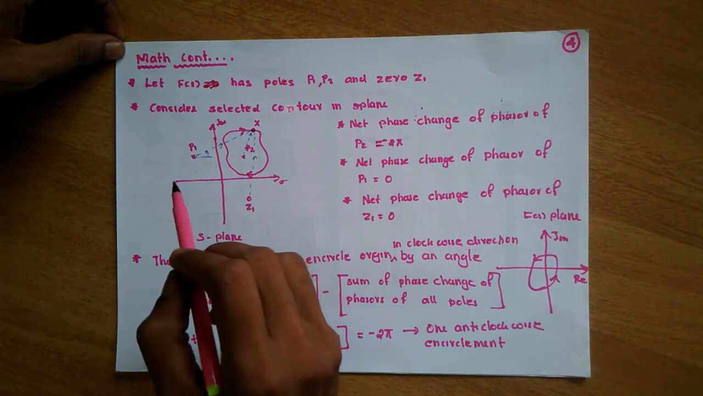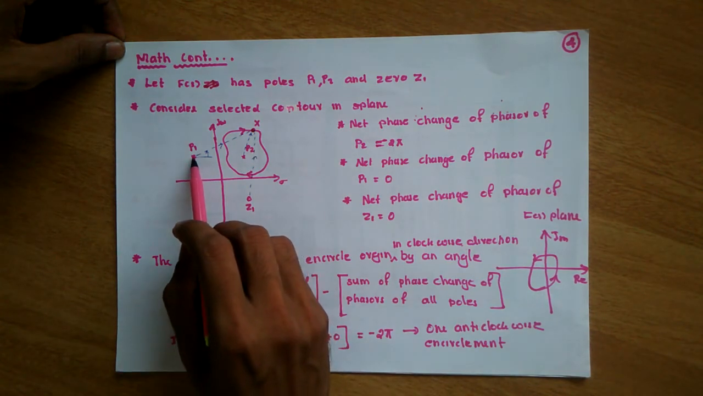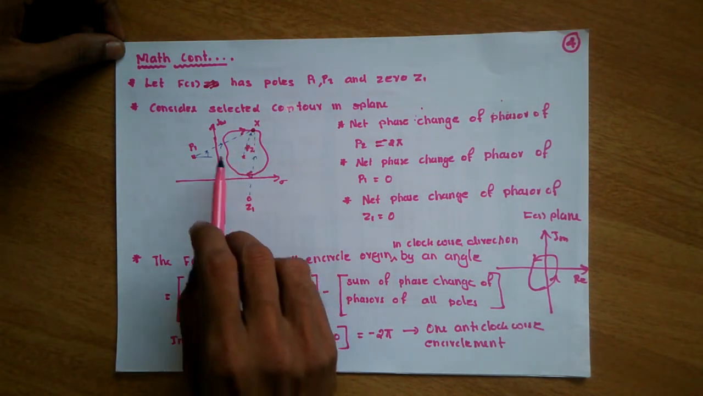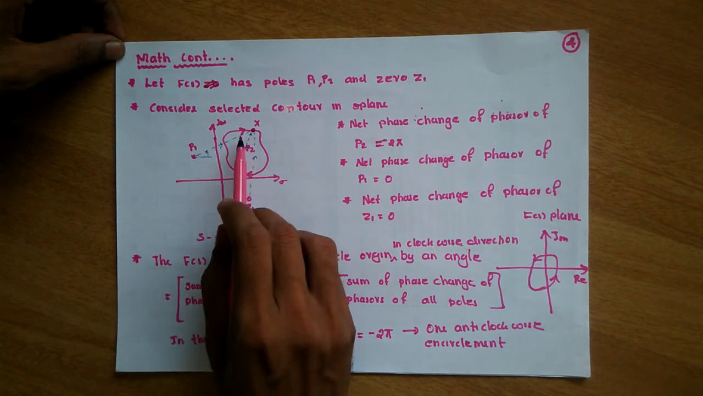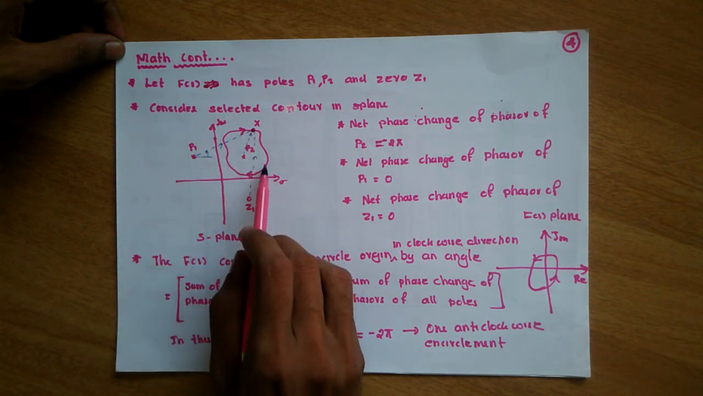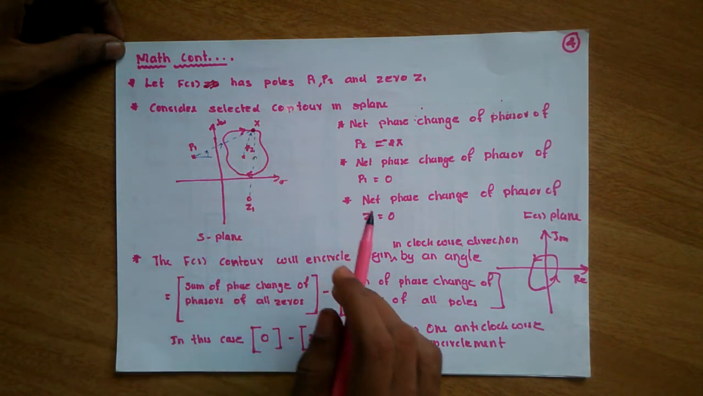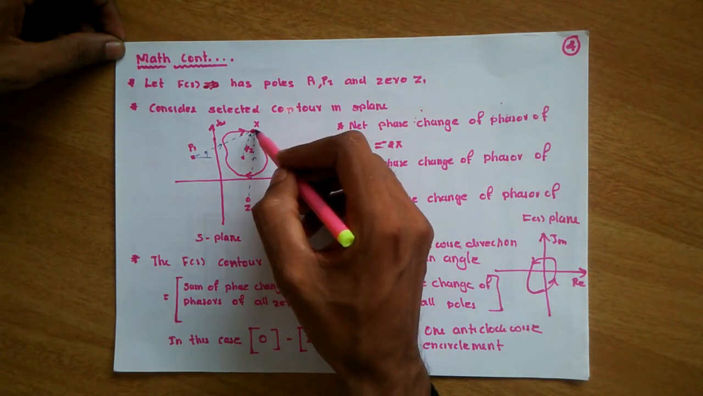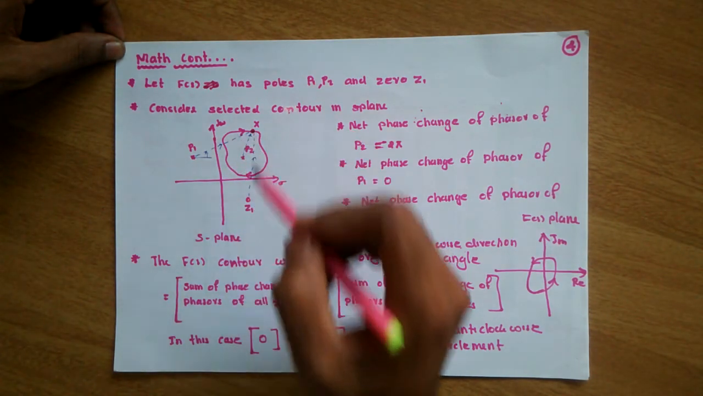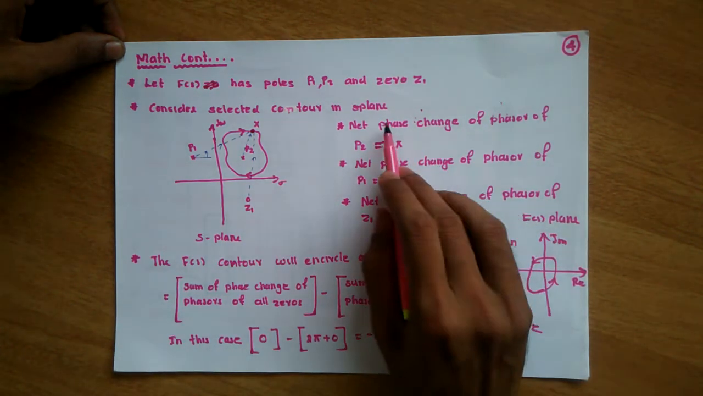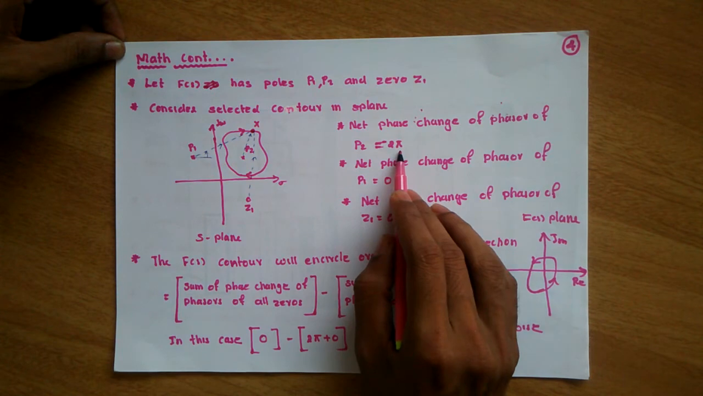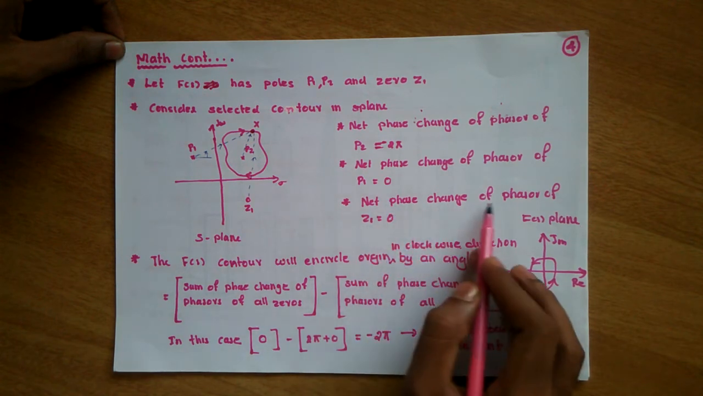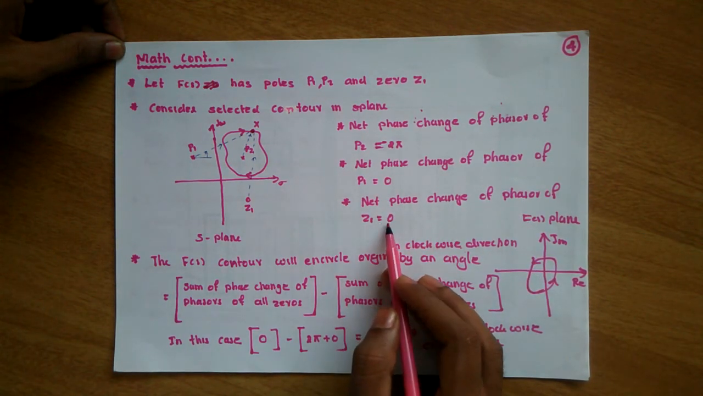But if I look into the phasors from p1 and z1, I can see that the net angle change by the phasor of p1 will be 0, as the phasor from p1 moves forward and backward. It is not rotating. It comes back to the original phasor position as the point x moves from x and back to x. Similar is the case for z1. The net phase change of phasor of p2 will be 2 pi as it rotates. The net phase change of phasor of p1 will be 0. Net phase change of phasor from z1 also will be 0.